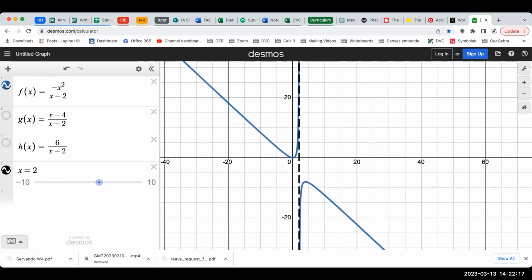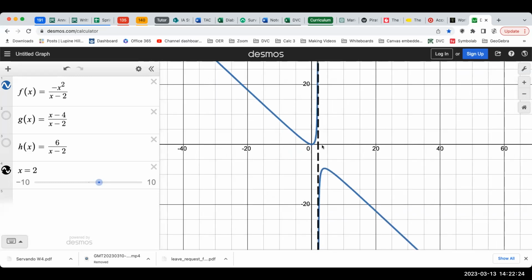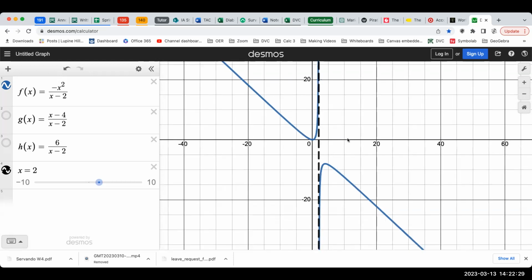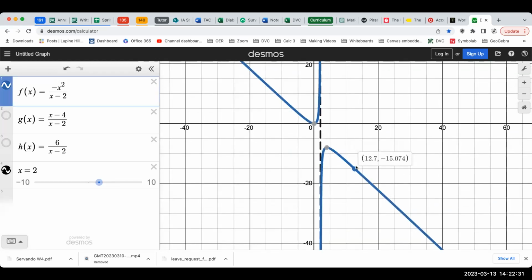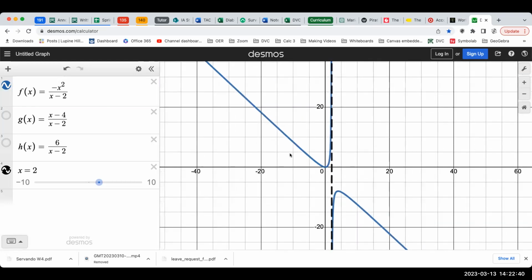Okay, so that's f. I want you guys to look at the tails in this case. What happens as x goes towards infinity? f of x is doing what? The y values go down. They're getting negative. So in this case, as x goes to infinity, f of x goes to negative infinity. As x goes to negative infinity, f of x goes to positive infinity. It's going up.